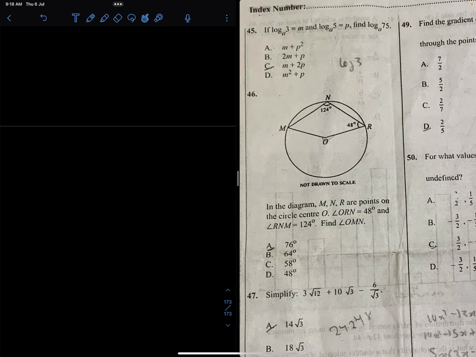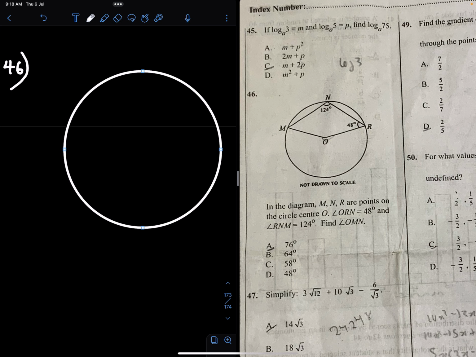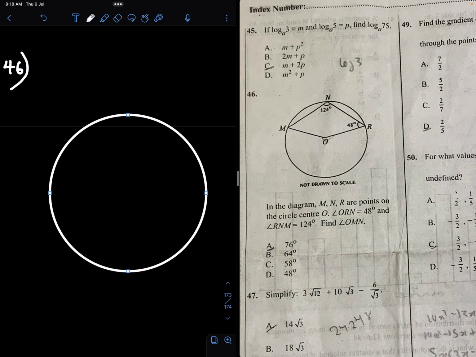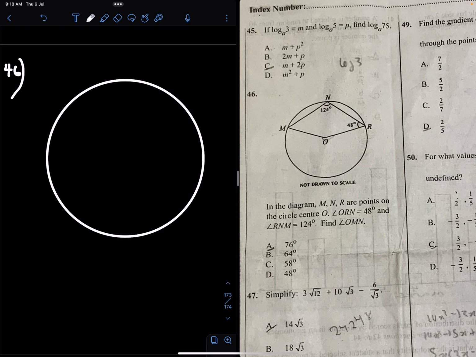That's another piece of cake. No matter how tricky a circle geometry question is, you'll be able to do it. Just know all of the theorems. Now let's see. There's a diagram here, number 46. Let me draw the diagram first. Another very, very simple question.